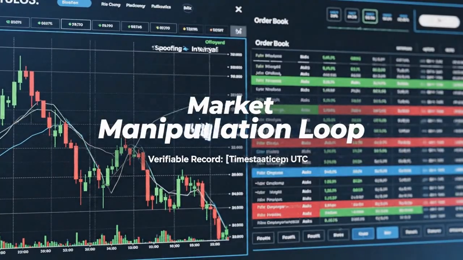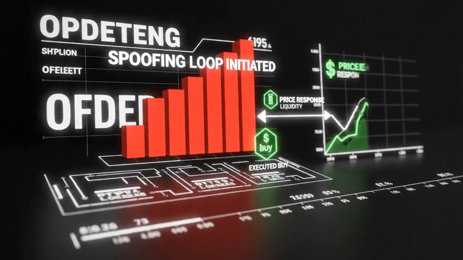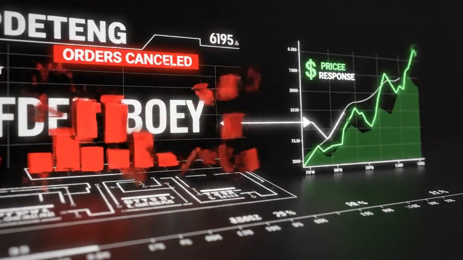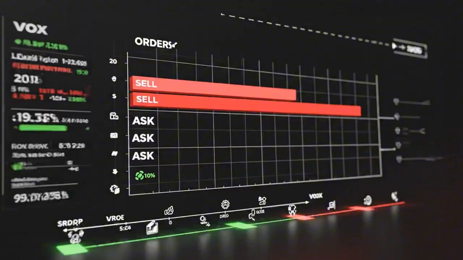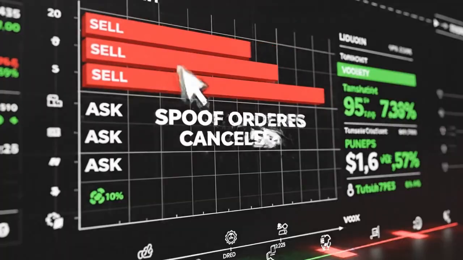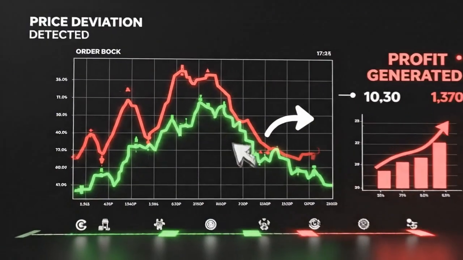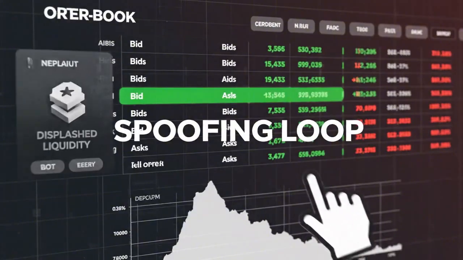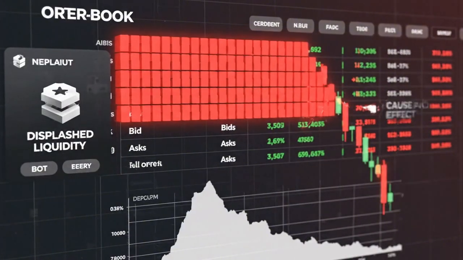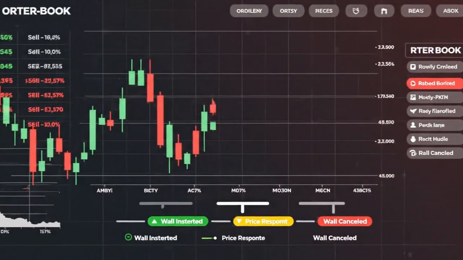An algorithm slams in an enormous sell wall at a visible level. Something clean and memorable. Say around $25.10, big enough to look like an incoming flood. Thousands of contracts, the kind of size that, if real, would represent an absurd amount of metal. And that's the point, it doesn't have to be real. It only has to be believable for a few seconds.